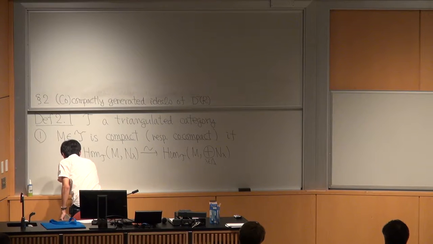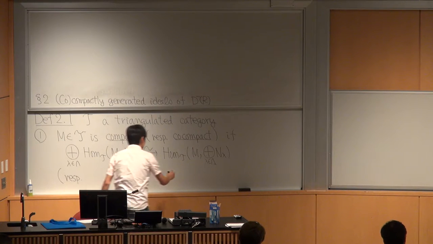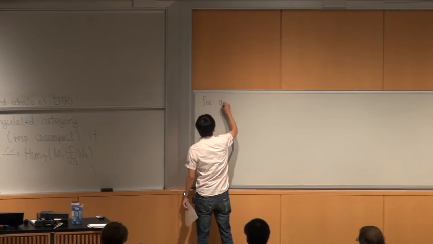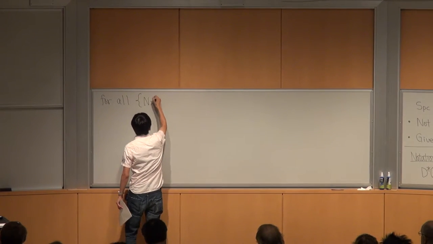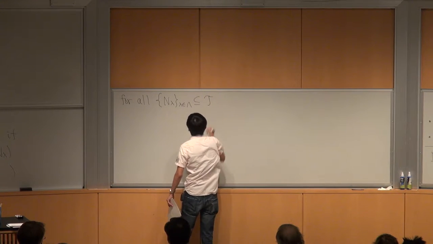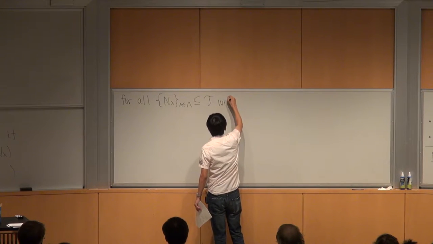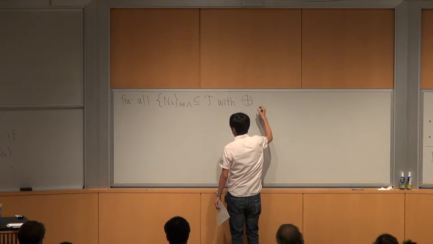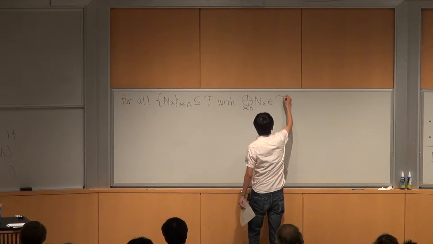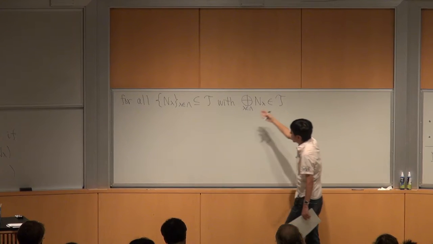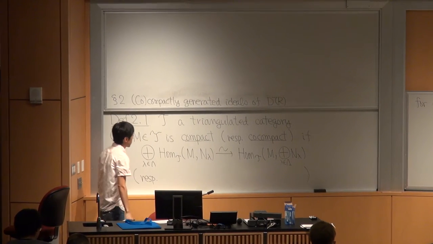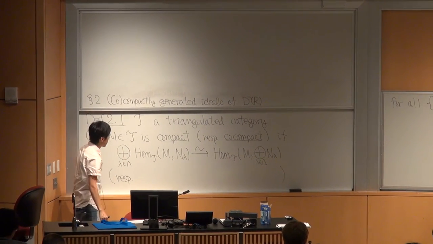We require this for all collections of objects N_λ in T such that the direct sum exists in T. For such collections N_λ, this natural morphism is an isomorphism. Then M is said to be compact.